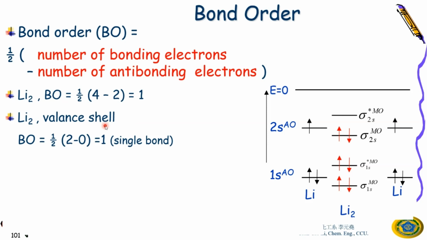So let's refresh this equation. Is bond order equal to 2? I have 2 electrons in the bonding molecular orbital. I have 0 in the anti-bonding molecular orbital. So as you can see, these 2 equations tell you the same answer, which is 1. If bond order is 1, we call this a single bond. For example, when lithium and lithium get together, they have only 1 bond.